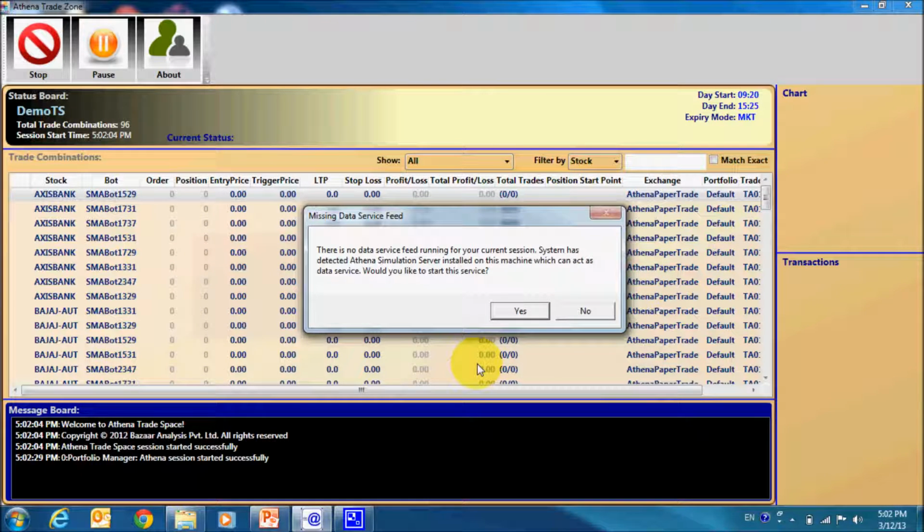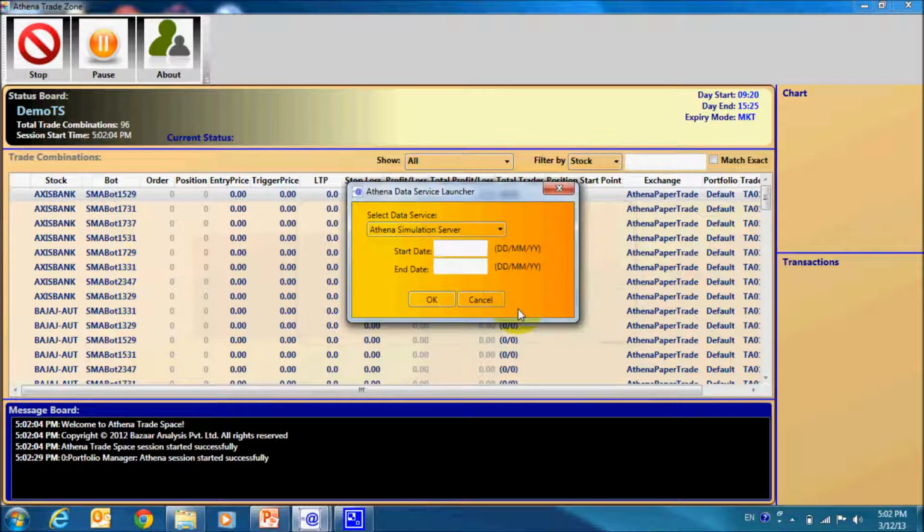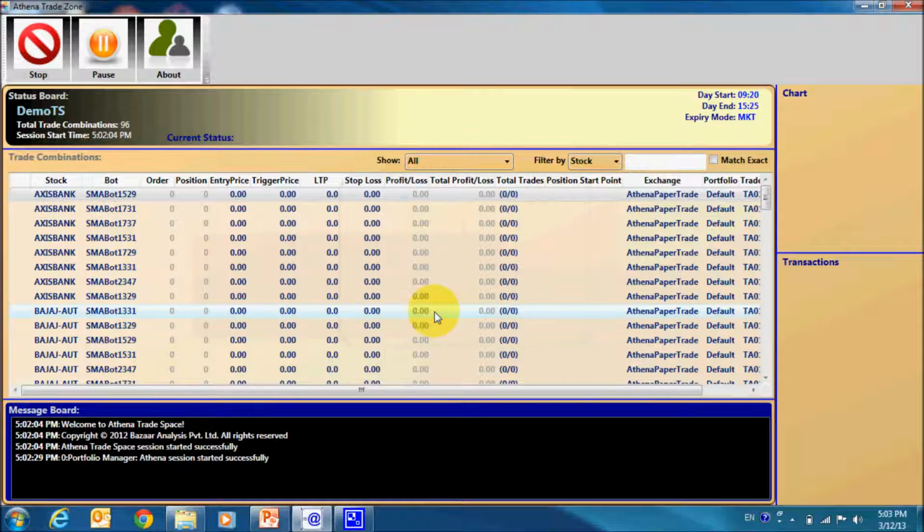Now our system requires data feed. At this moment, it has noticed that there is no data feed for this trade session. Our system is suggesting that there is a simulation server available on this machine and we can start the data feed from the same. So I will select this. Now it is asking the time period. Let us select data for the first week of September 2012. The moment OK button is pressed, it will start the simulation server and our current system will try to establish link with it.